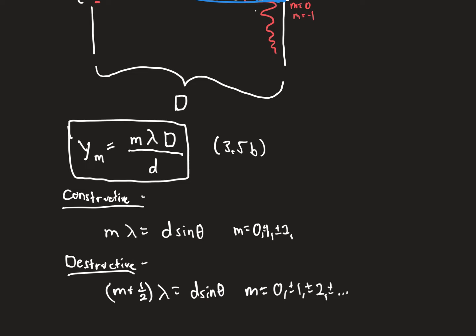M times lambda times capital letter D over lowercase d. We're going to use that in an experiment for you. Okay, any questions on this? This is all the basic physics. This is all the basic equations. We all know this, right?